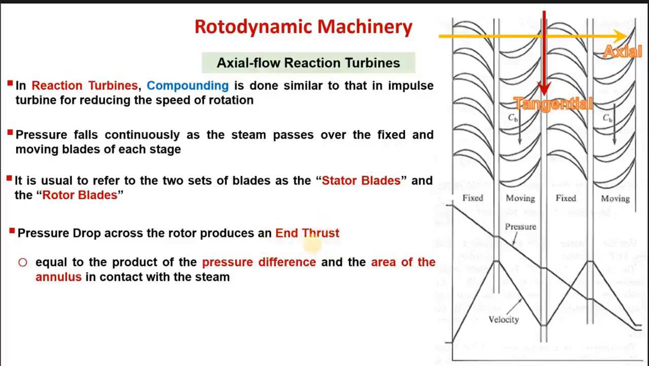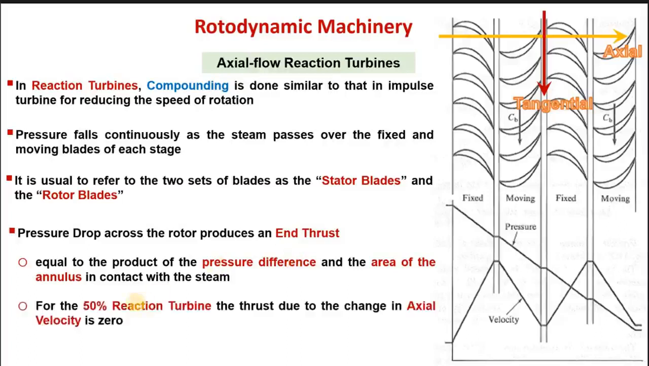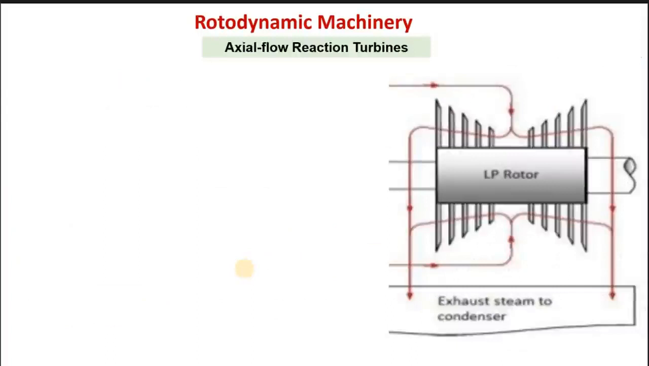So end thrust in case of a reaction turbine is due to pressure difference, and in case of an impulse turbine it was due to the difference in axial velocity or flow velocity. So for the 50% reaction turbine, the thrust due to the change in axial velocity is almost zero compared to the thrust which is produced due to the change in pressure.